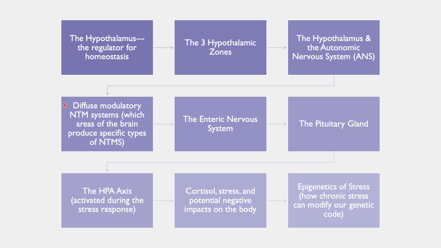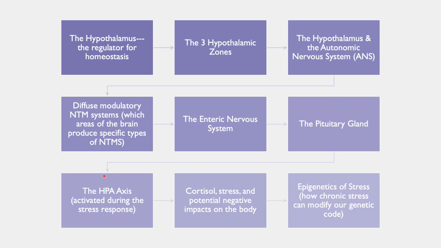We're also going to talk about diffuse modulatory neurotransmitter systems. These are essentially the areas of the brain where there are pockets of nuclei for certain types of neurons, such as serotonergic neurons or cholinergic neurons. I'll briefly overview the enteric nervous system, which is the mini brain in our gut. We'll discuss the pituitary gland and its function in secreting different hormones.